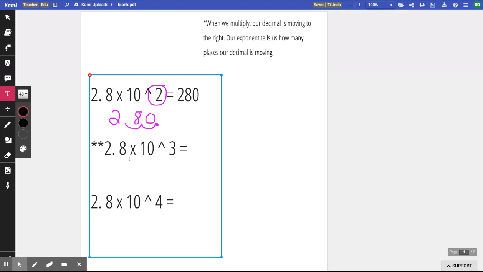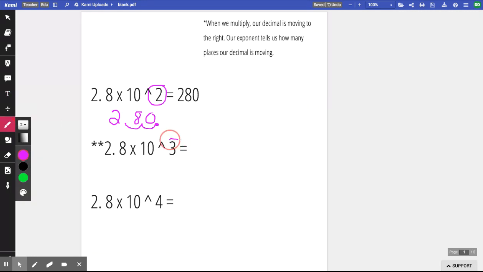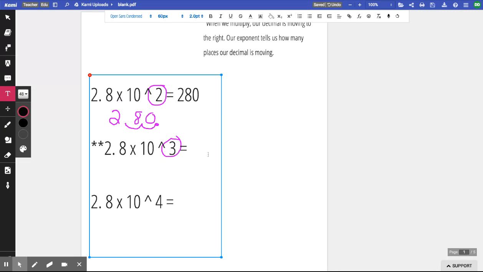Same thing for the second expression, 2 and 8/10 times 10 to the third power. Now I'm moving my decimal point 3 places to the right. My answer is 2,800.